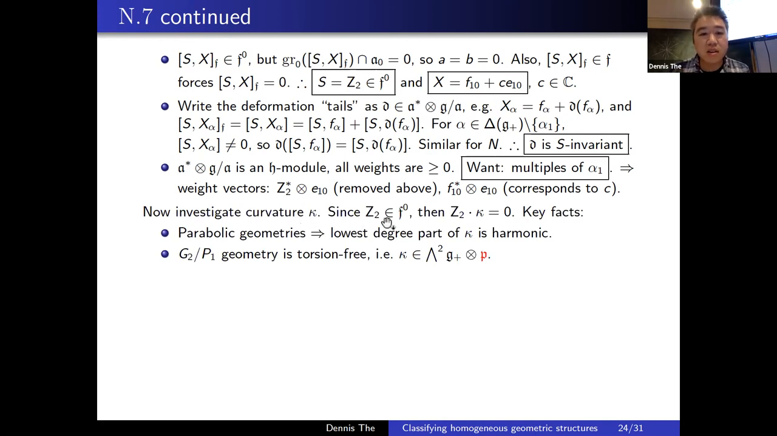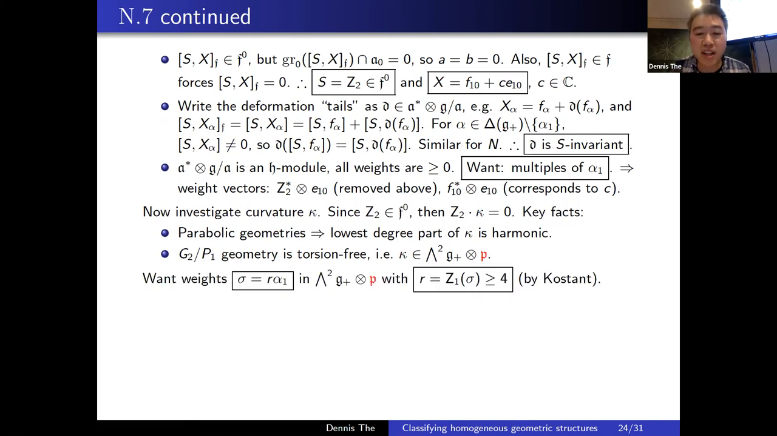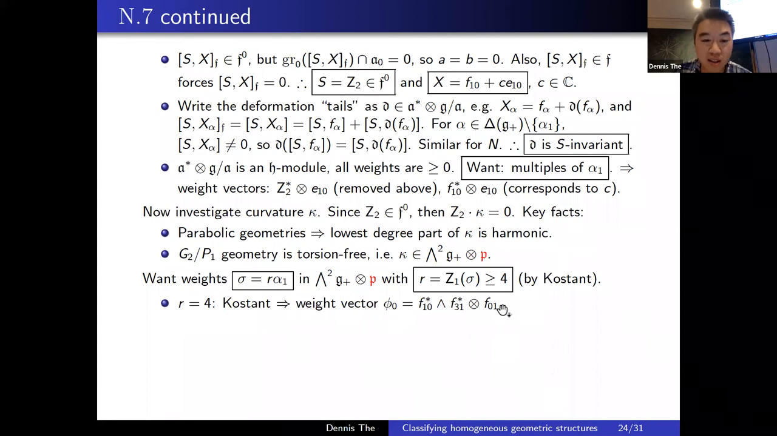What about curvature? Remember curvature is annihilated by F0, so Z2 annihilates it. And then you use a couple of facts that come from parabolic geometries. Namely, the lowest degree part of the curvature is harmonic. Remember the lowest degree part is degree 4, so you have 4 and higher order stuff. It's also a torsion-free geometry. So kappa has to look like something in this subspace. Again, this becomes a bit of weight analysis. What you're looking for are these exceptional weights, multiples of alpha one. So in level 4, the only thing is this lowest weight vector looking like this.